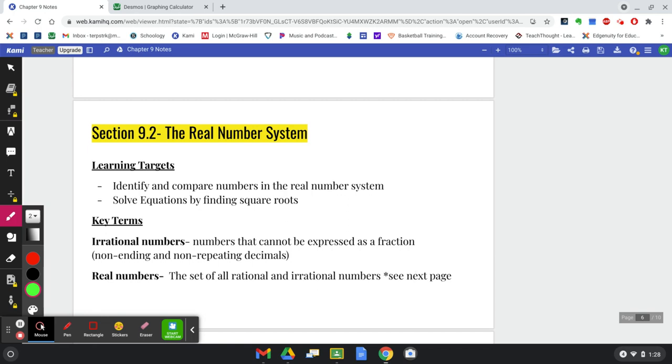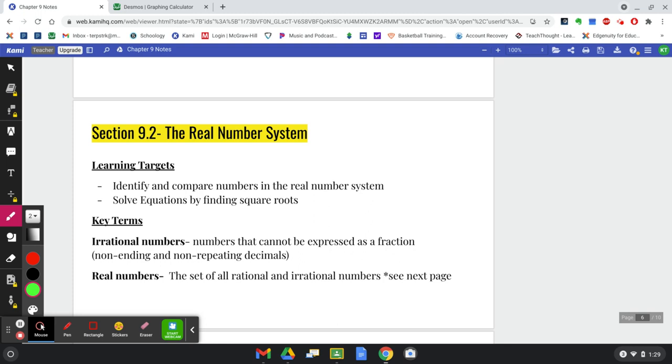All right, section 9.2, the real number system. This is actually a section that just adds on to one of the sections we learned early on in pre-algebra, where we talked about natural numbers, whole numbers, integers, and we introduced rational or fractional numbers. If you remember, we did the properties of integers with adding and subtracting, all that. So we're just adding onto that number system, but we'll review what we had previously covered.